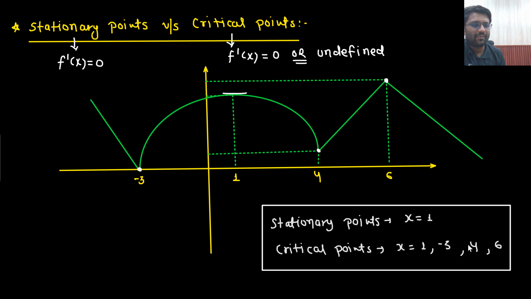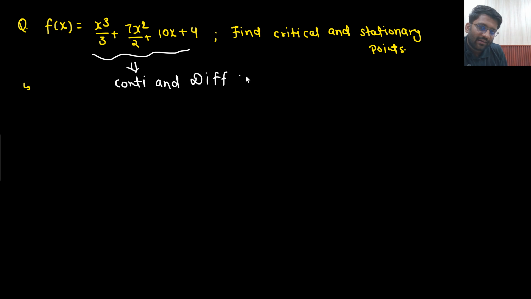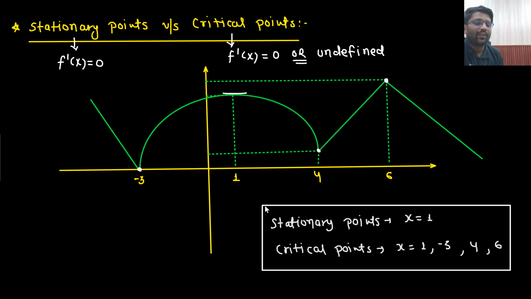Although both are treated as same, because most of the times we will get only those functions where we will get continuous and differentiable function. In the examination we will get continuous and differentiable function. What kind of function? This kind of function we will get. Isn't it a polynomial? Since it is a polynomial, it will be continuous and differentiable everywhere, right? So what does that mean? Critical points and stationary points would be same, because f dash x will never be infinity or minus infinity or undefined. Say yes or no.